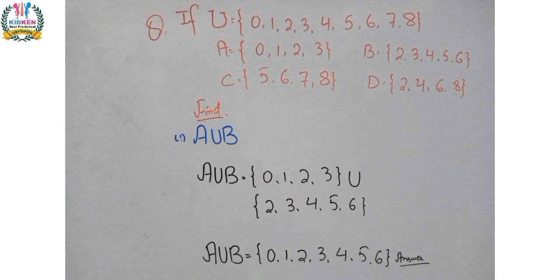So A has value 0, 1, 2, 3. And B has value 2, 3, 4, 5 and 6. So A union B has value 0, 1, 2, 3, 4, 5 and 6. So this is the final solution of A union B.